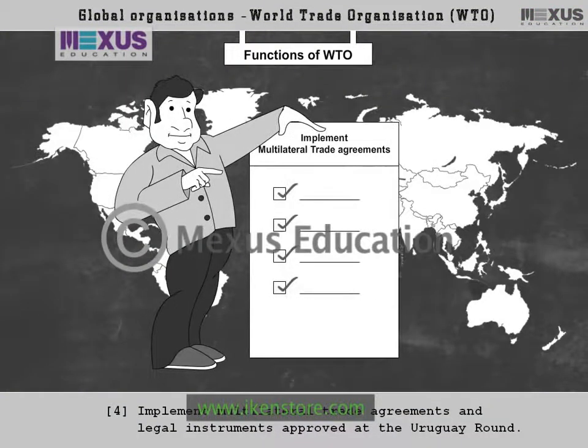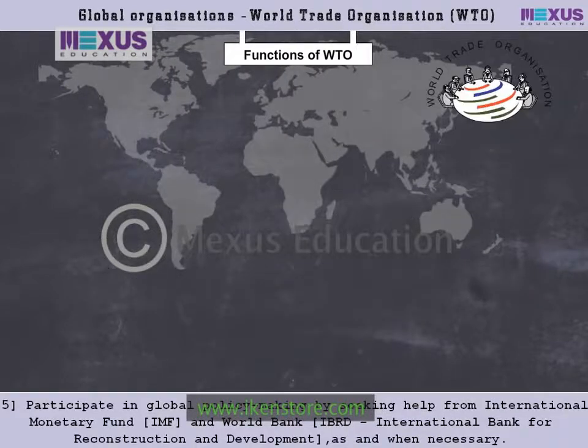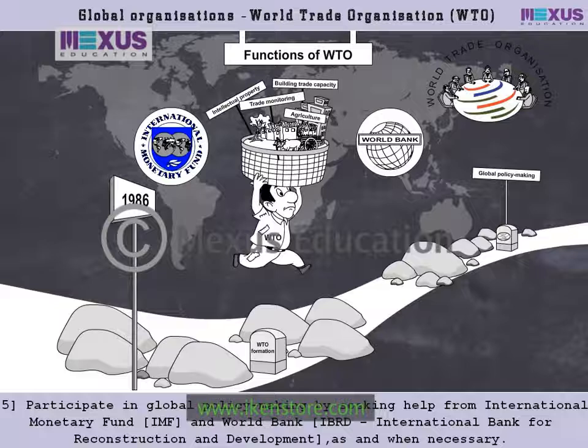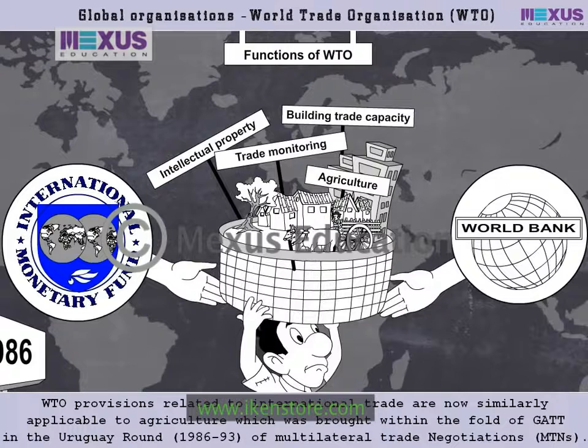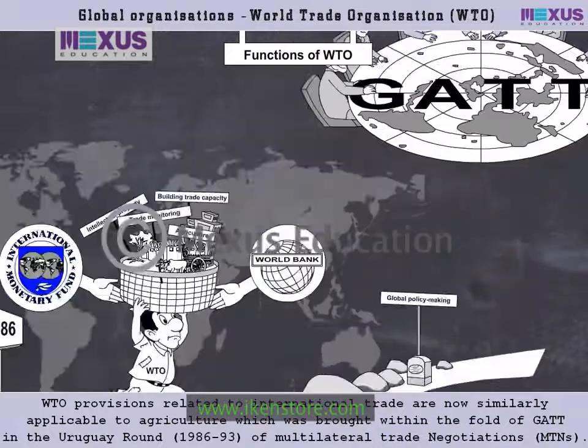Fourth, to implement multilateral trade agreements and legal instruments approved at the Uruguay Round. Fifth, to participate in global policy making by seeking help from the International Monetary Fund or IMF and World Bank or IBRD as and when necessary. WTO provisions related to international trade are now similarly applicable to agriculture, which was brought within the fold of GATT in the Uruguay Round 1986 to 1993 of multilateral trade negotiations or MTNs.